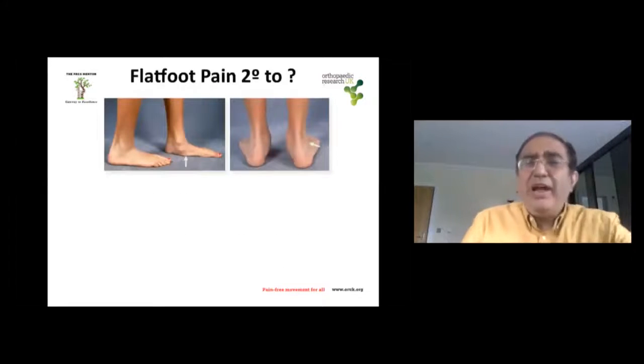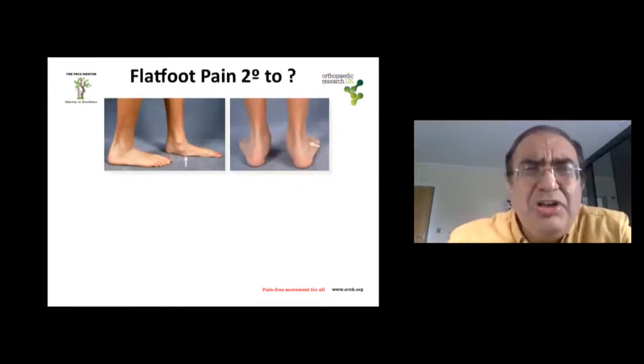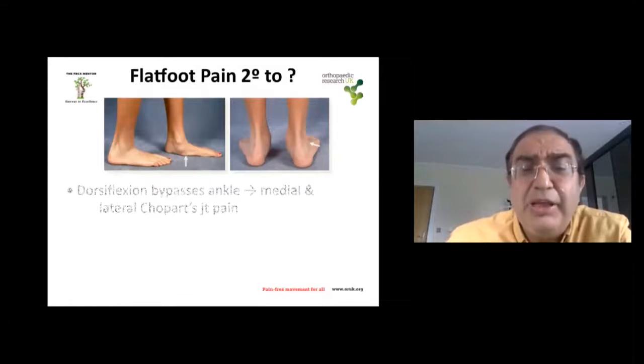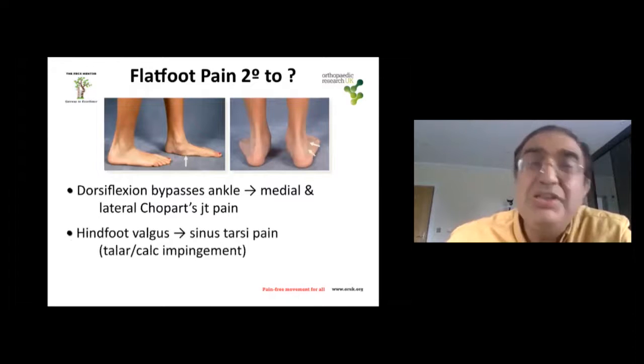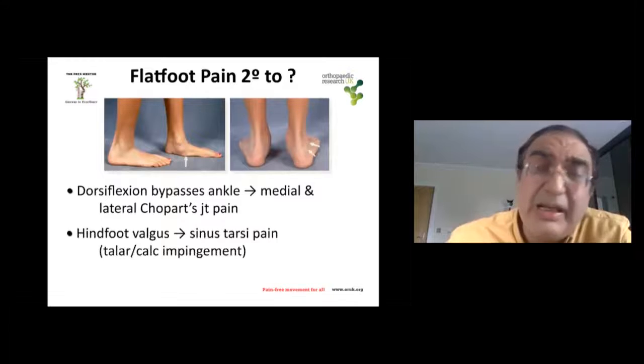So why can a flat foot, which is physiological, cause pain? Yes, it can. The majority of the time it is asymptomatic, but in a minority of cases it can cause pain. The reason being, normally when you dorsiflex the foot, it occurs at the ankle. But because in these patients the tendo-Achilles is quite tight, dorsiflexion bypasses the ankle and there's a midfoot break, and dorsiflexion actually occurs at the midfoot, and that causes pain in the midfoot.